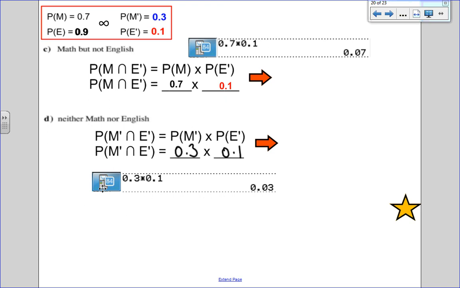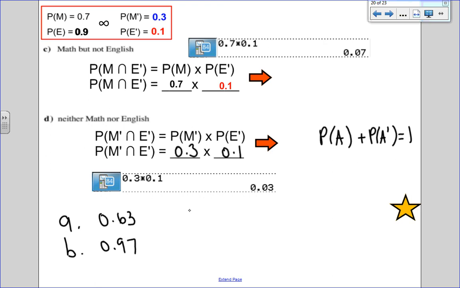Remember, complementary events are where the probability of event A plus the probability of not A adds up to 1. So let's look back and find out which of the probabilities add up to 1. The answer to A, probability of passing math and English, 0.63. The answer to B, the probability of math or English, 0.97. The answer to C, math but not English, 0.07.